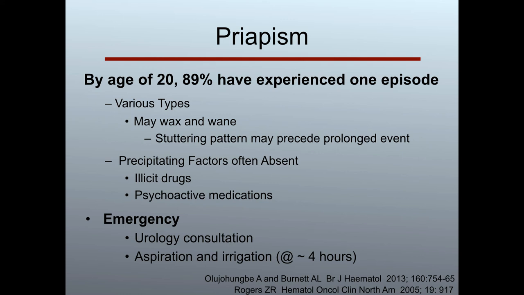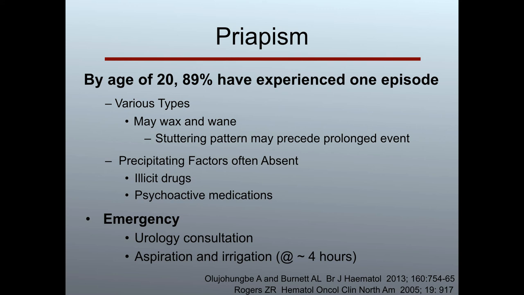All right, this is the last complication I'm going to talk about, so priapism. So by age 20, 89% of males will have at least one episode, all right? That means that they all get it, all right? And it's pretty easy to discount that because it doesn't seem like it's a life-threatening complication of sickle cell disease, but it's true. It's a true emergency.